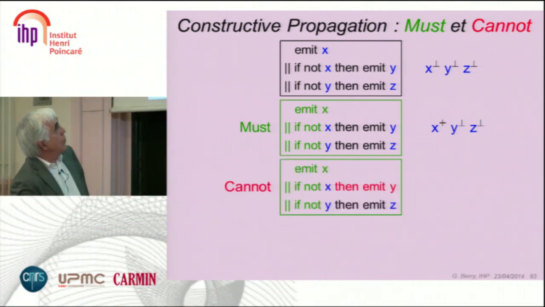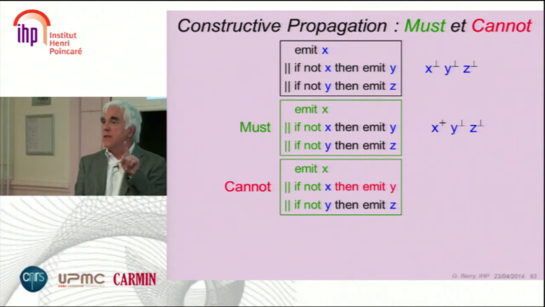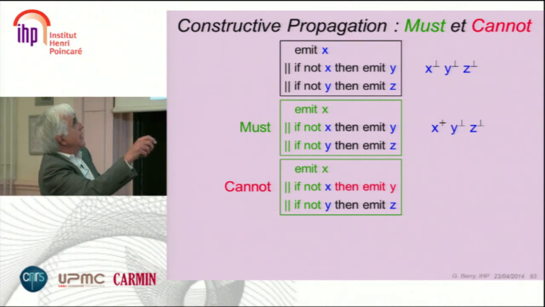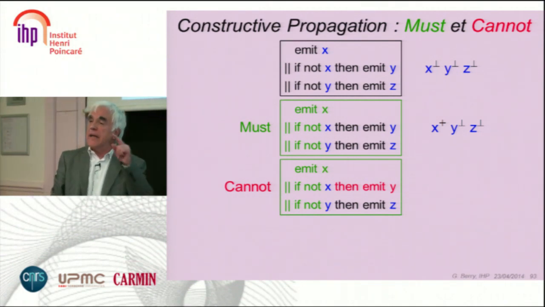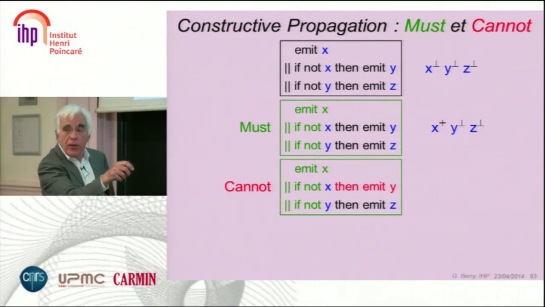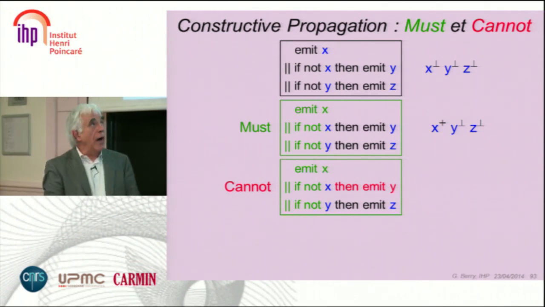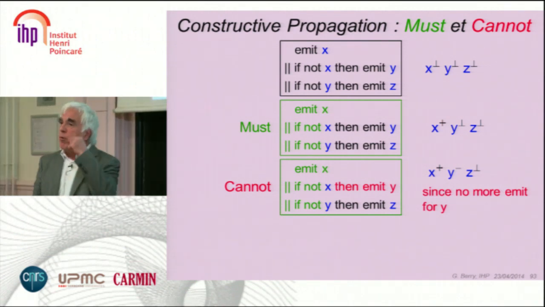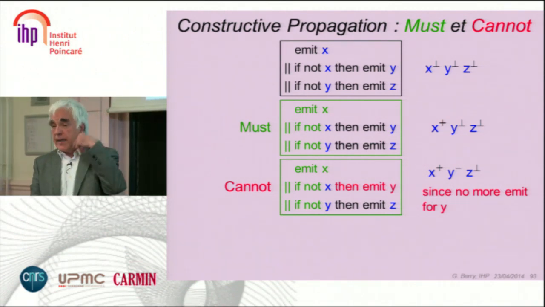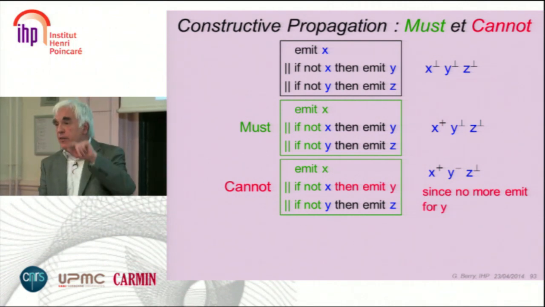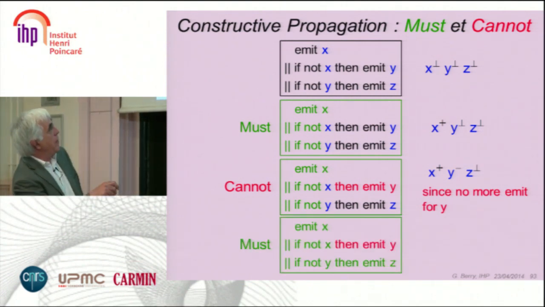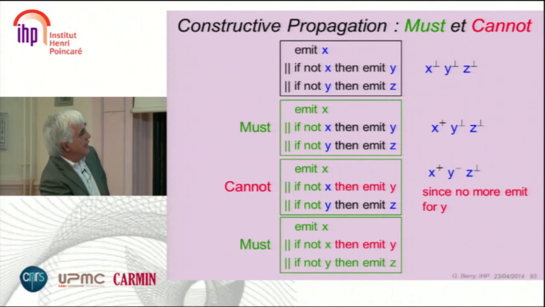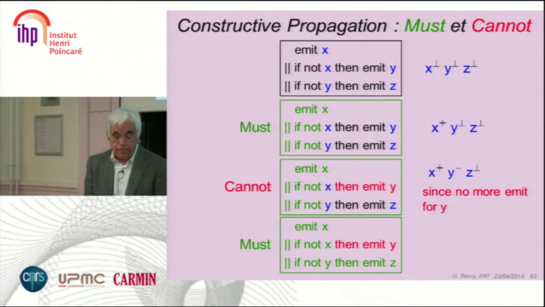Good. Then you are stuck, and you look at what you cannot do. What you cannot do here is, you know that not x now is false. So you know that you cannot do emit y. And since you cannot do emit y, and since that is the only possible emitter of y, you know that y will not be emitted. So this is a positive deduction that y must be false because you cannot do any emitter. And that's very positive reasoning. And then by another must, you can see that if not y, then emit z becomes true.